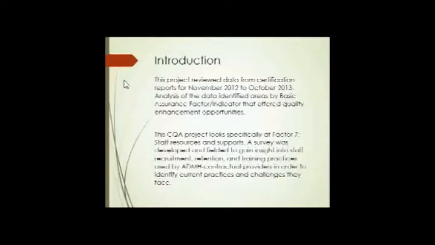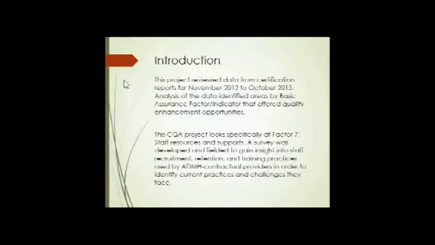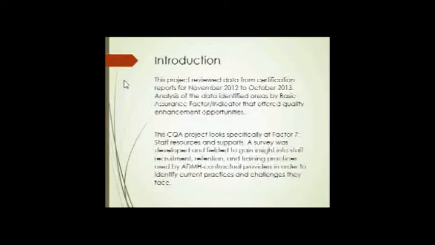This project reviewed data from certification reports for November 2012 to October 2013. Analysis of the data identified areas by basic assurance factor and indicator that offered quality enhancement opportunities for agencies. This CQA project looks specifically at Factor 7, staff resources and supports.